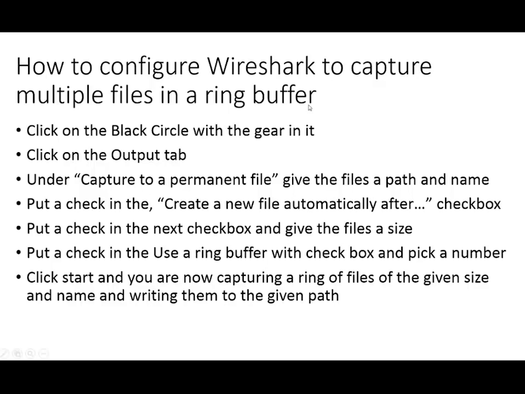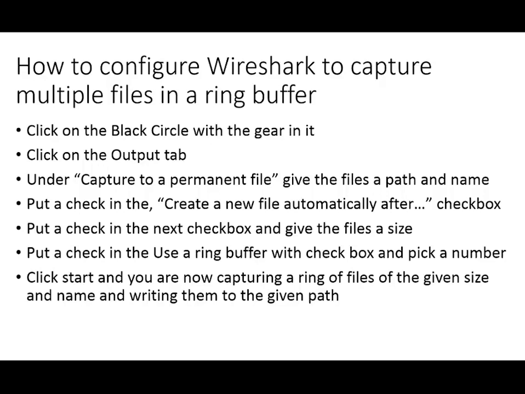I'm going to show one more thing in this short video, and that's how to configure Wireshark to capture multiple files in a ring buffer. Sometimes it takes a long time to duplicate an issue, and you don't want to fill up your hard drive, and so the best thing to do in that case is to run a capture in a ring buffer, and it begins capturing in file 1, then moves to file 2, then 3, and when it gets to the end of the number of files that you've configured to capture, it'll go back to the beginning and start overwriting file 1.